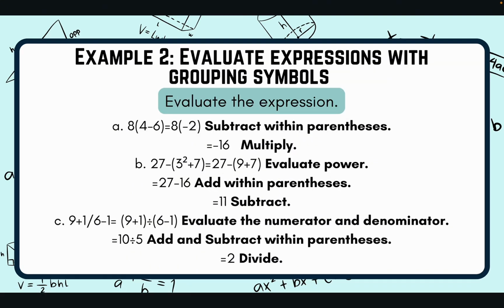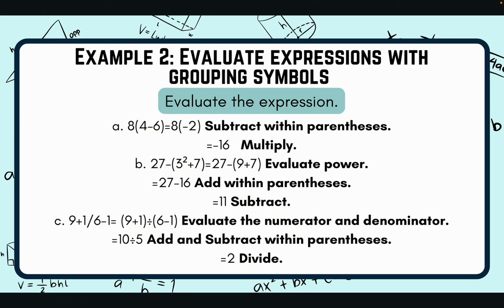I have another example here. It is an example of evaluating expressions with grouping symbols. So for A, you solve the expression 4 minus 6 first since it is in parentheses. 4 minus 6 is negative 2, so if you do 8 times negative 2, the answer is negative 16.